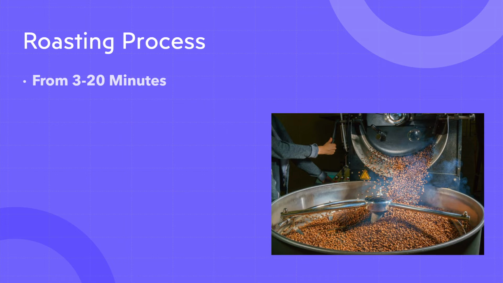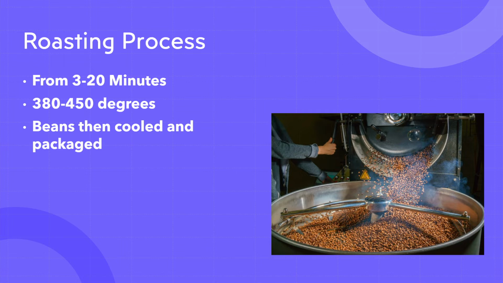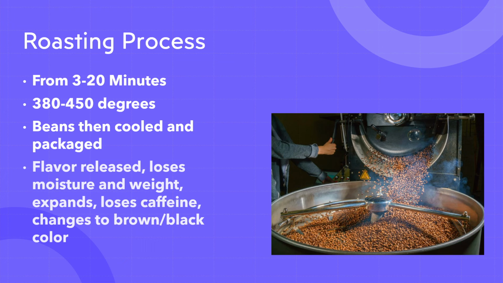So then coffee goes to the roasting process, okay? So, roasting process generally from 3 to 20 minutes, between about 380, 450 degrees. And a lot of things happen to the bean at this time, okay? So then the bean would be cooled and then packaged. So the bean's going to change from that green color to kind of that brownish tan color.